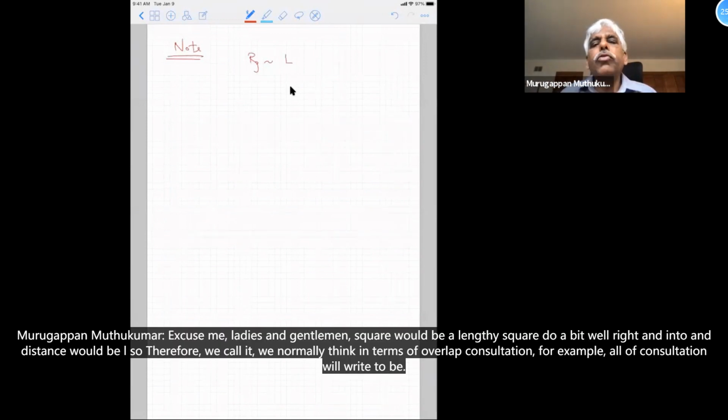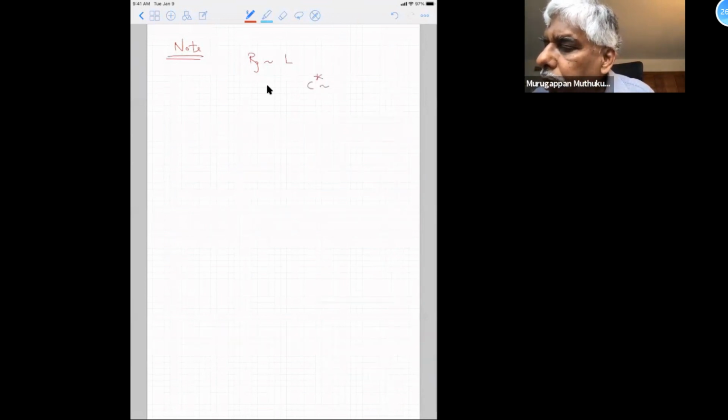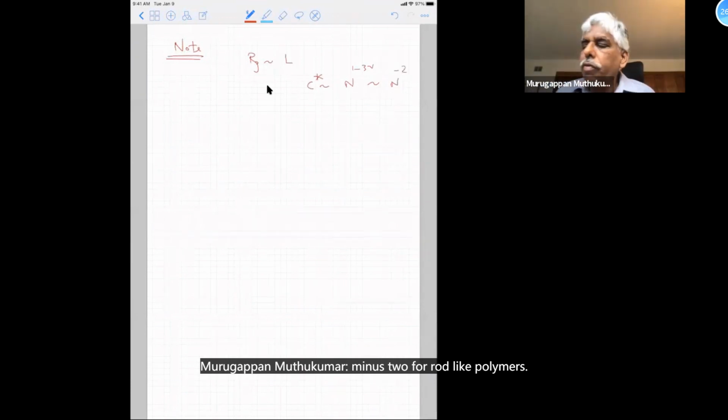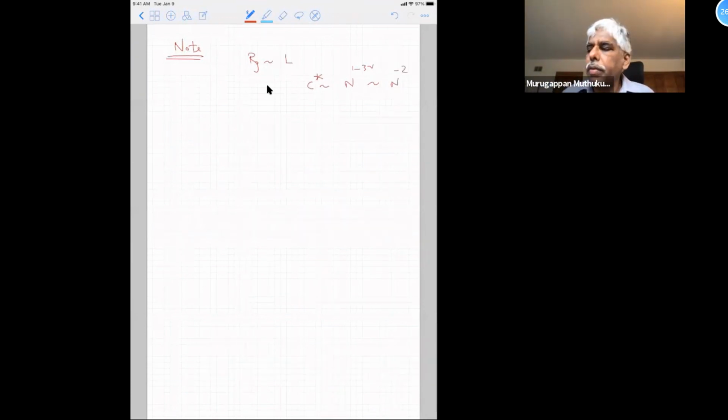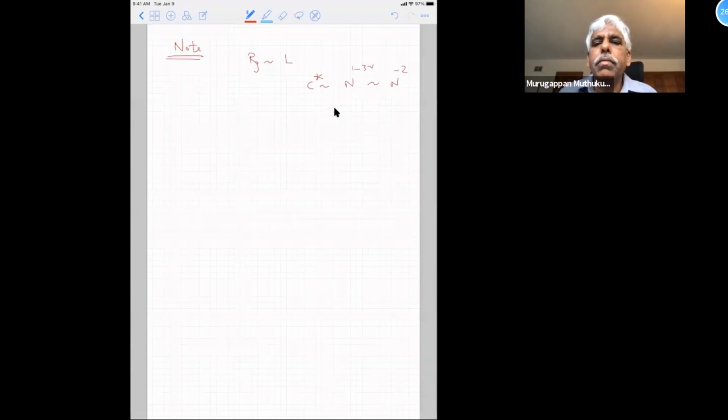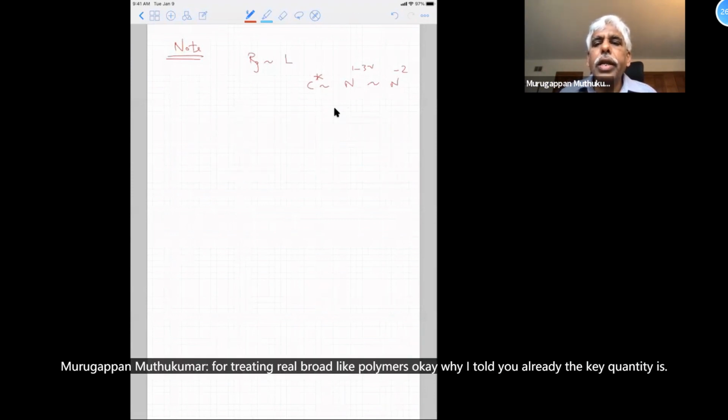Excuse me, the radius of gyration squared would be length squared divided by 12, and the end-to-end distance would be L. So therefore, we normally think in terms of overlap concentration, for example. Overlap concentration, remember this, we would write as N to the 1 minus 3 nu. Therefore, we'd write N to the minus 2 for rod-like polymers. This quantity is not important for treating real rod-like polymers.